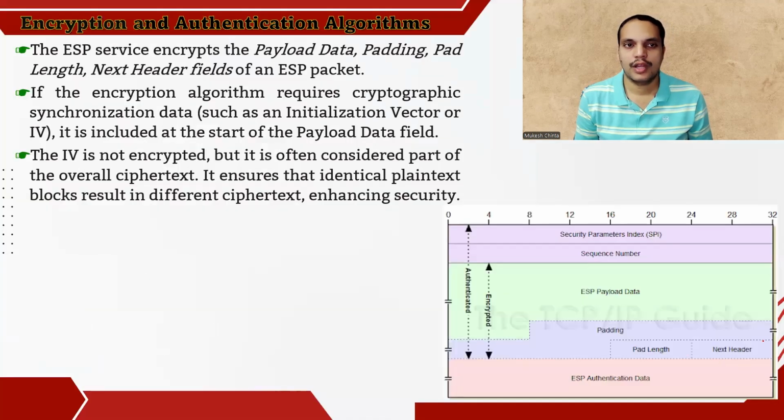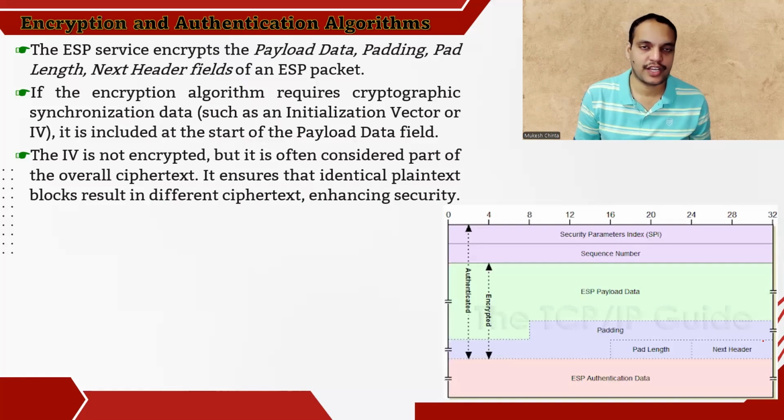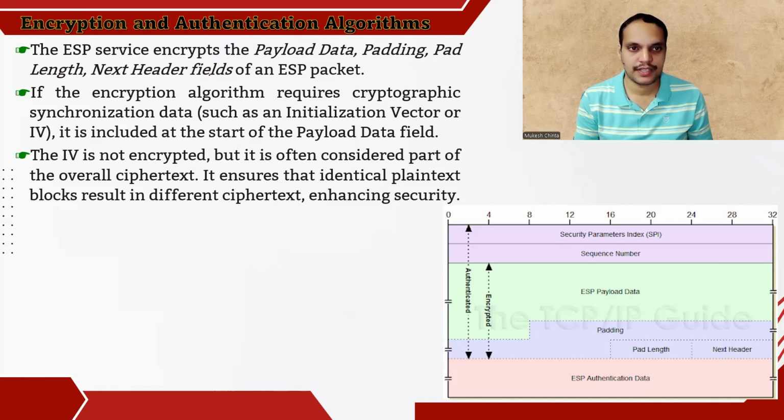Now moving on, ESP does provide confidentiality and integrity. So we have to discuss the encryption and authentication algorithms. The ESP service encrypts the payload data, padding, pad length, and next header fields of an ESP packet. We already discussed that, isn't it? You can see the actual payload, your padding, pad length, and the next header. So these are the fields on which the encryption is performed.